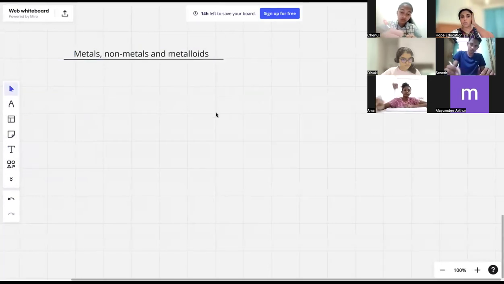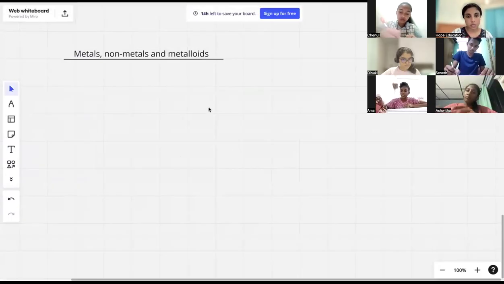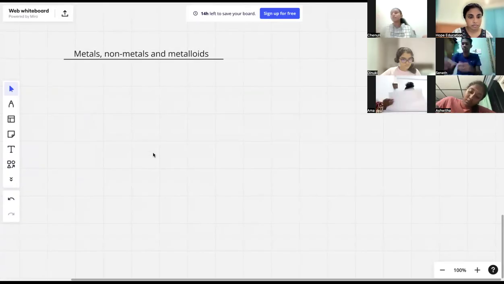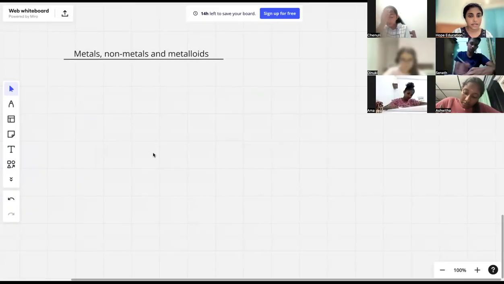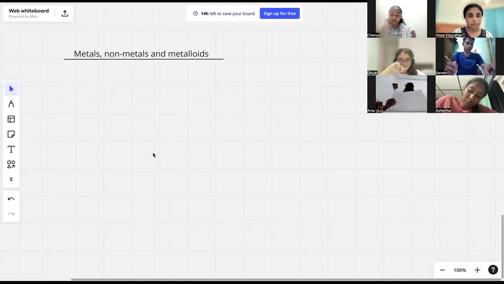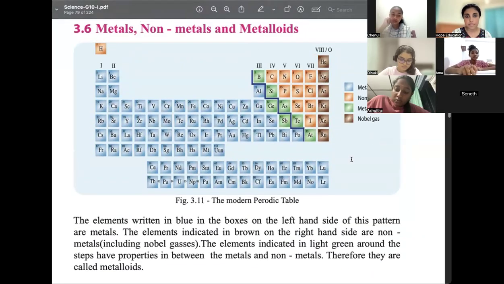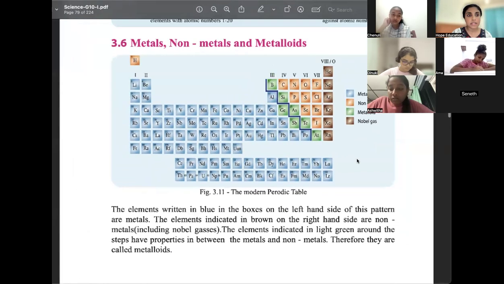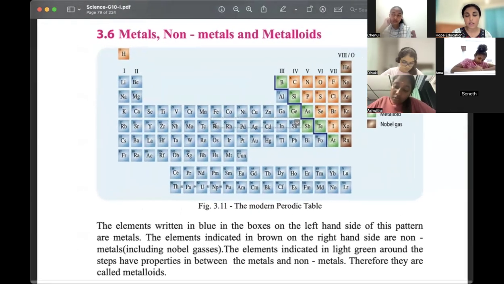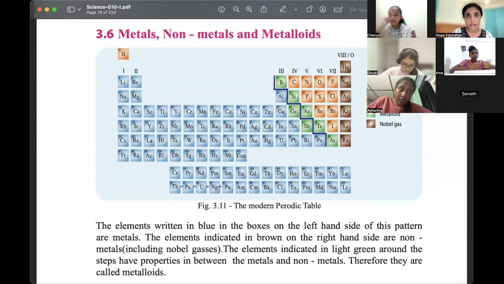Okay, now let me share the textbook, right? So I will be sharing the textbook with you. This is your science book, page 65. Okay. So in this particular table, it is not our periodic table, it is the big periodic table, like the complete periodic table. Okay. So our part is here.